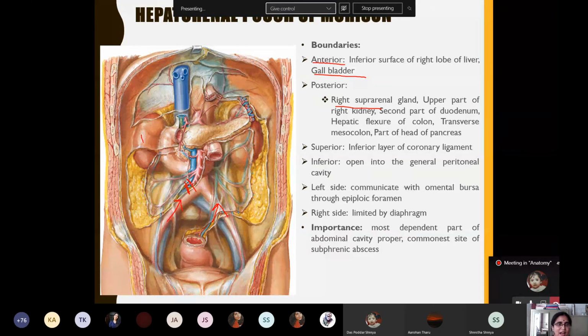Here you can see right kidney, right suprarenal gland. Which part of duodenum? Second part of duodenum. Here you can see this is second part of duodenum. And which flexure lies here? Very easy. Right colic flexure, also known as hepatic flexure of the colon. And which mesocolon is attached here? Transverse mesocolon. And small part of head of pancreas. So these are the posterior boundaries.